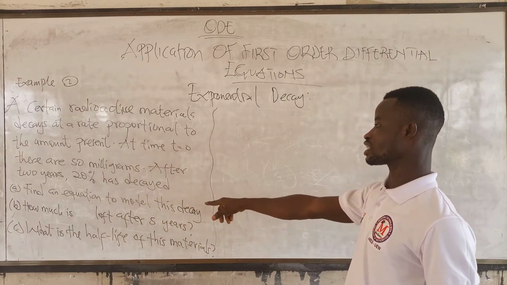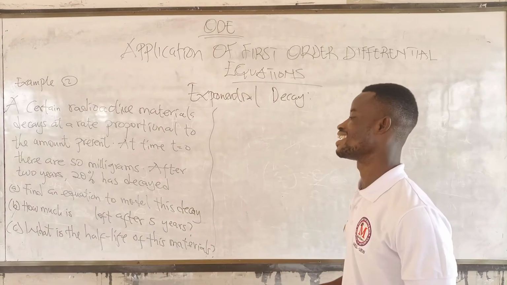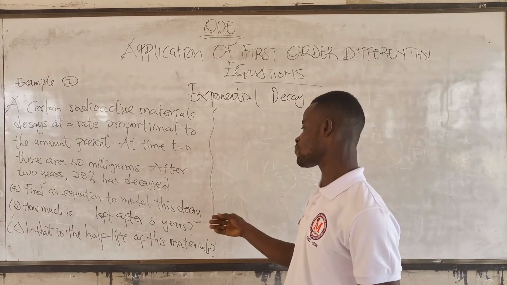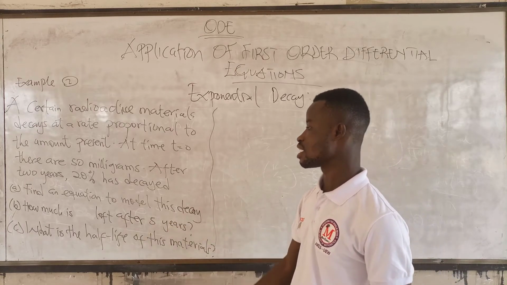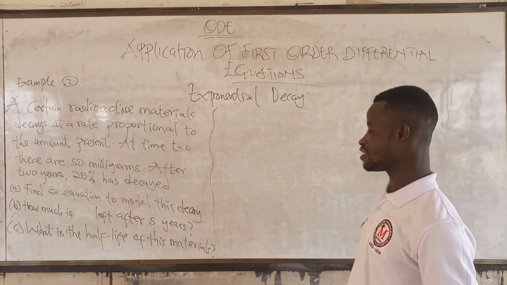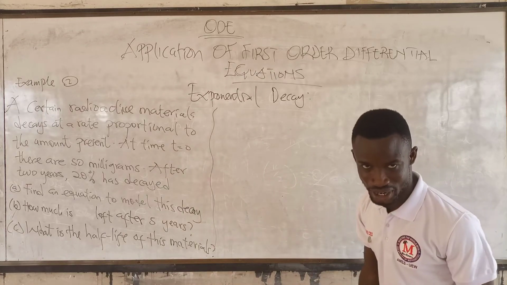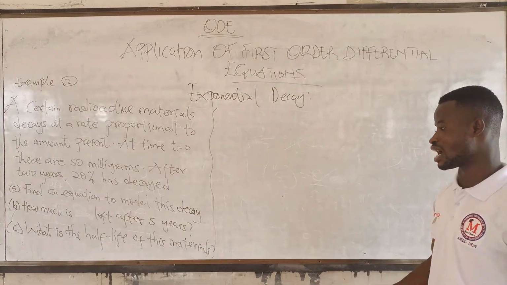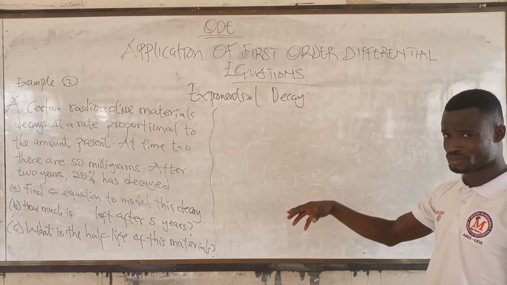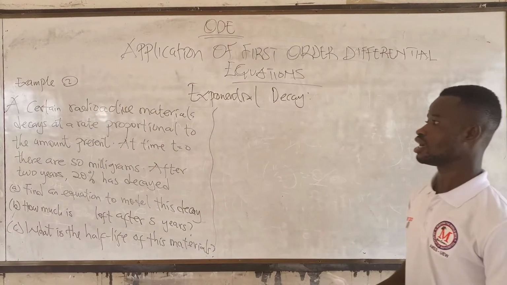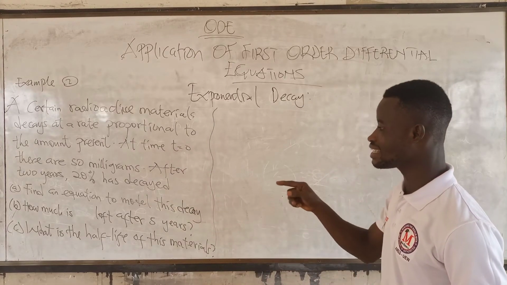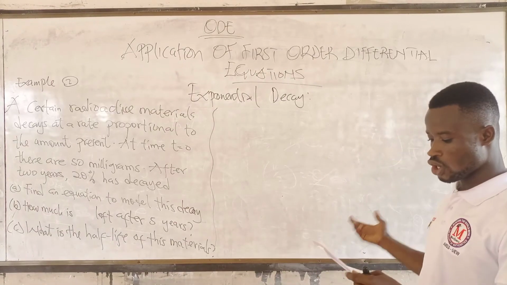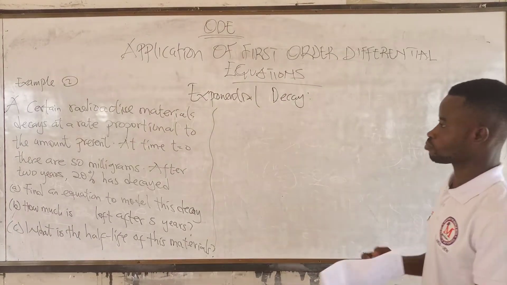A. Find an equation to model this decay. B. How much is left after 5 years? C. What is the half-life of this material? And here that is representing the substance. So what is the half-life of this material? So let's start.